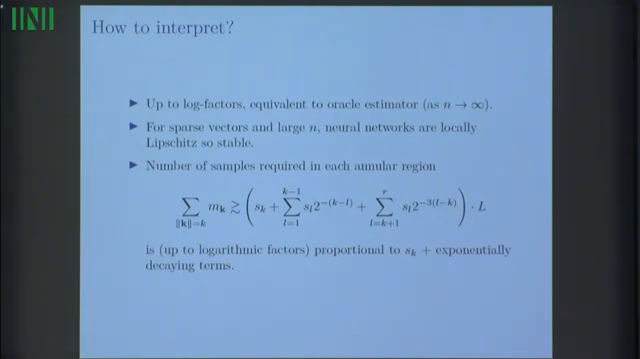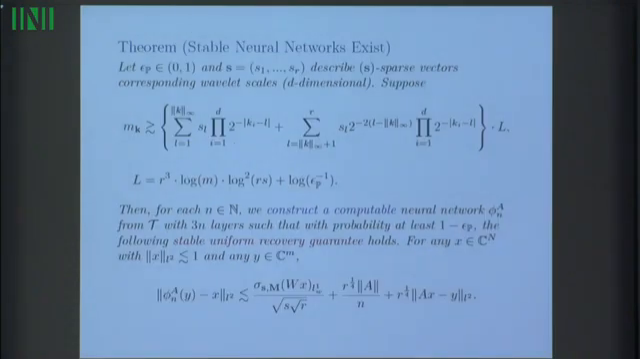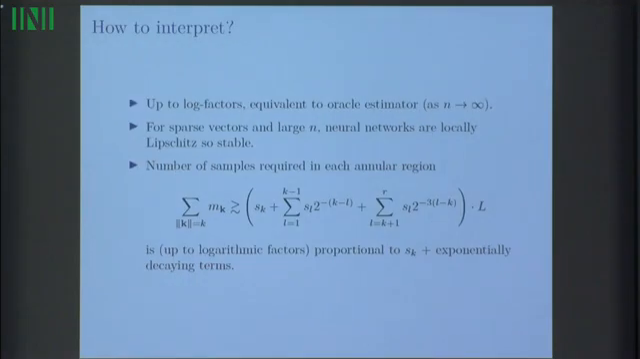And then for an interpretation of this messy condition here in terms of the number of samples, you can consider the number of samples required in each annular region of frequencies, and up to a logarithmic factor and some exponentially small terms, you get exactly the sparsity s_k. Okay, so it's what you expect from optimal compressed sensing. So we have this abstract theorem which says that you can construct a stable neural network for this problem.